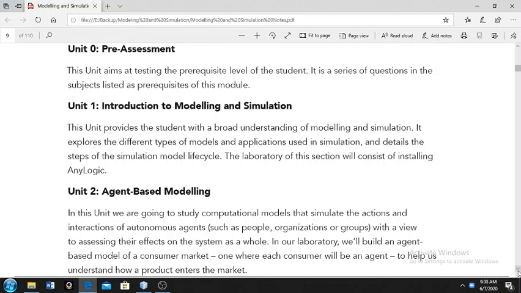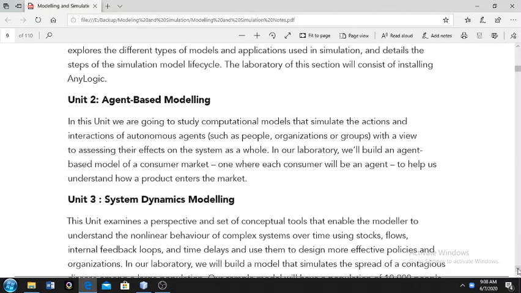In unit 1, we are going to introduce modeling and simulation. This unit provides the student with a broad understanding of modeling and simulation. It explores the different types of models and applications used in simulation and details the steps of the simulation model lifecycle. The laboratory of this session will consist of installing AnyLogic. And then we are going to cover agent-based modeling.